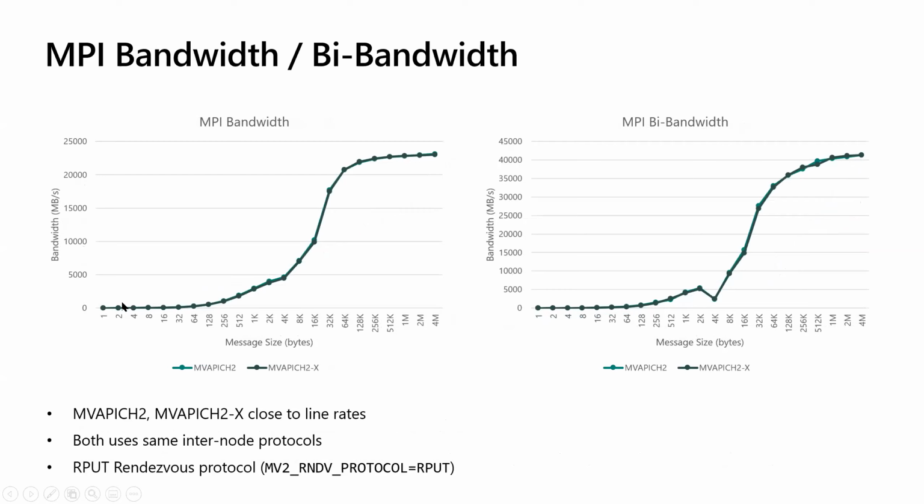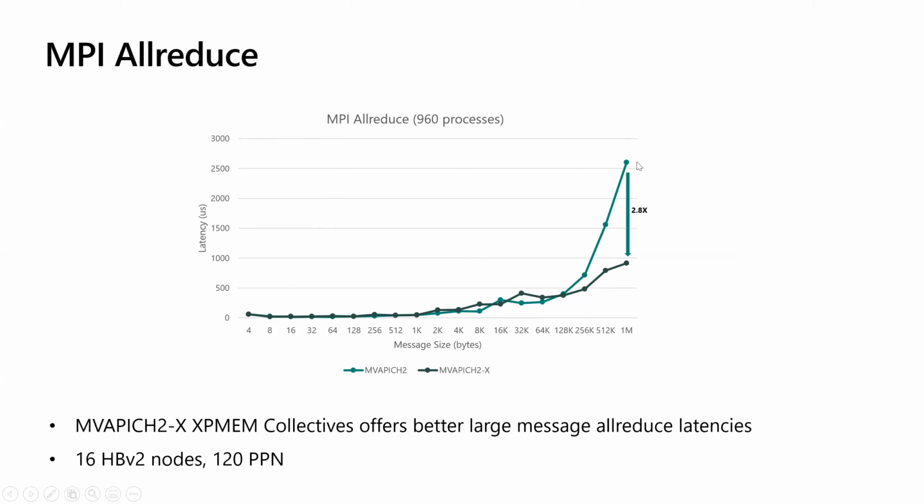And then the next one, the all reduce, we ran this on 960 processors, and we found that MVAPICH2 and MVAPICH2-X tracked pretty well. But right around this message size, 256, is where we saw this departure, where we were getting some better performance in the MPI all reduce at that size. This was run on 8 machines. But yes, the MVAPICH2-X XPMEM collectives did give us better latencies.